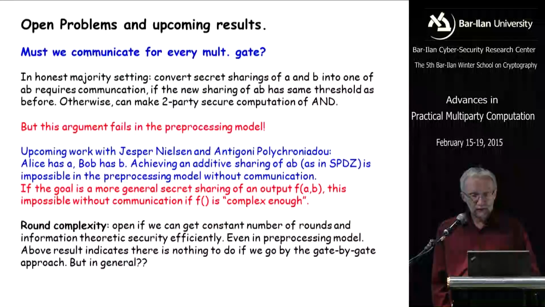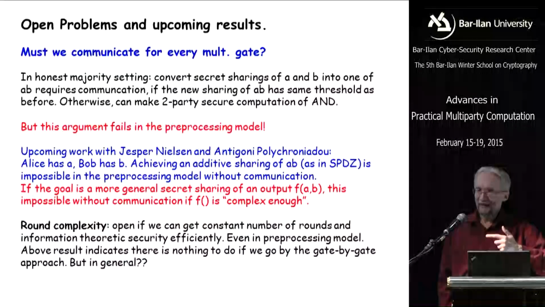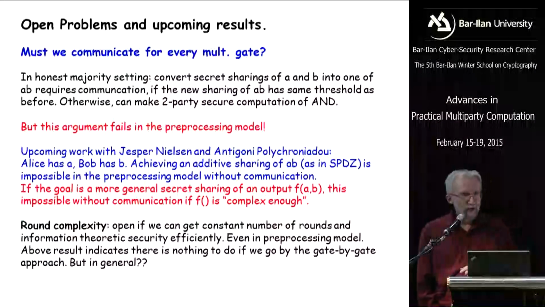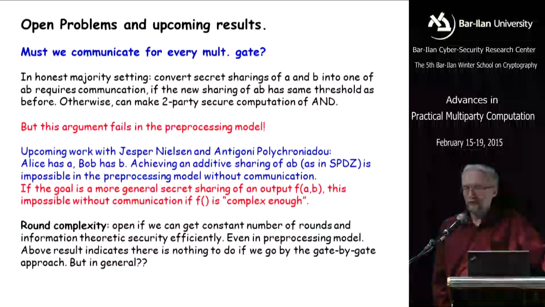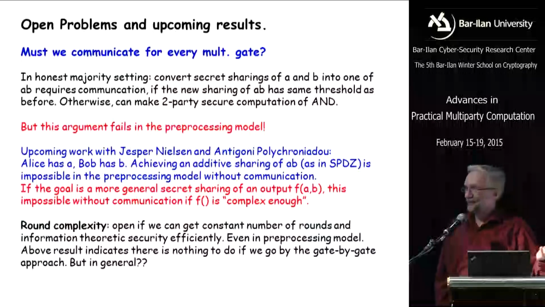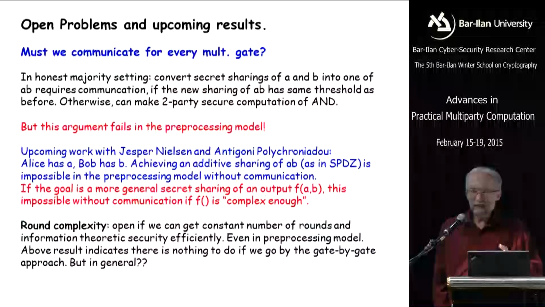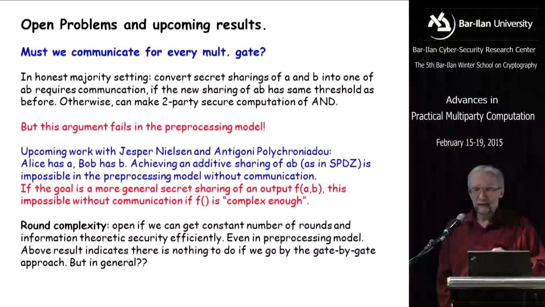And of course, the result above indicates there's not much to do about this if we go by the gate-by-gate approach, because if you must communicate, that's a round, right? So that's also stuck if we want to get constant round. Of course, I have no idea how to resolve this question, but at least it tells you that you need something else, a different protocol. If the answer was positive, you would need an entirely different protocol again.